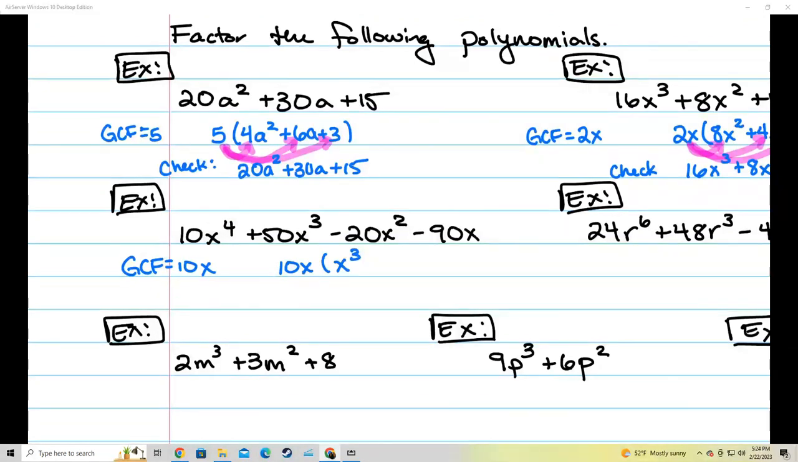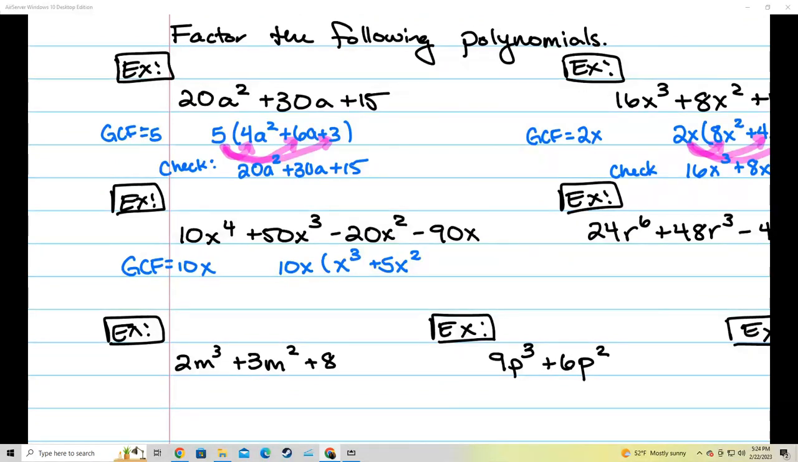All right, for my second term, I'm starting off with a 10. What do I need here in order for me to end up with 50? Well, I would need a positive 5. And because I already have one of those x's and I'm trying to get to 3, that means I would need 2 more of those x's, so I'm going to write this as x squared.